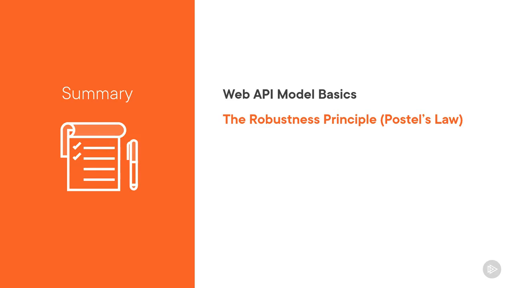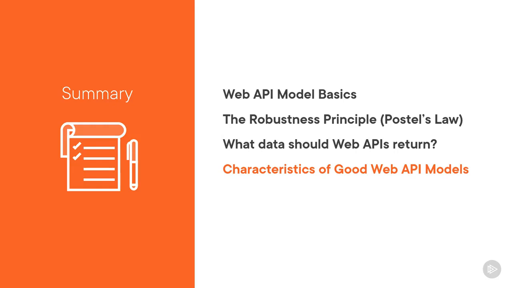We considered how to structure the data that our APIs return. We learned about summary versus detail representations, and options for paging and navigating large resource collections. We wrapped up by looking at some characteristics of good Web API models, as well as a few anti-patterns that you'll want to be careful to avoid.